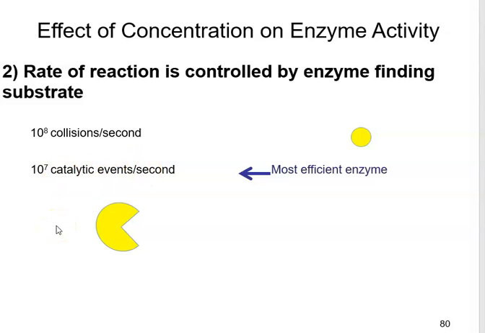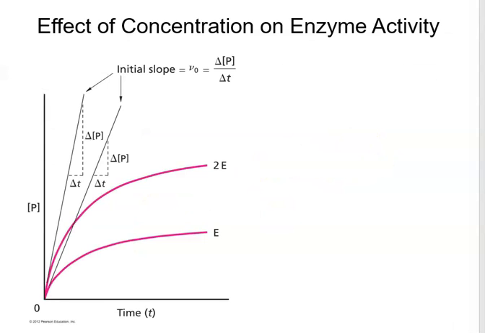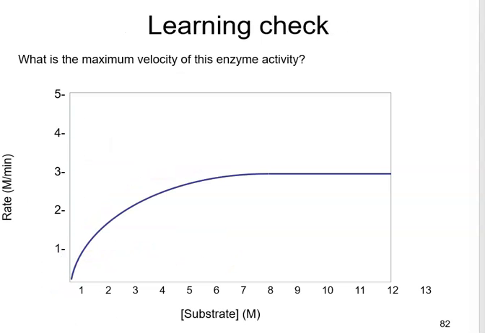It processes hydrogen peroxide in our bodies to protect us from oxidative stress. 1 in 10 of those collisions actually results in an enzymatic reaction. So that's one of the most efficient enzymes known to humans. Another graph looks at the concentration of the product over time at 2 different concentrations of enzyme, 1 and twice that concentration. We can see that the initial slope for both of these is going to increase with increasing enzyme concentration, which should make sense.